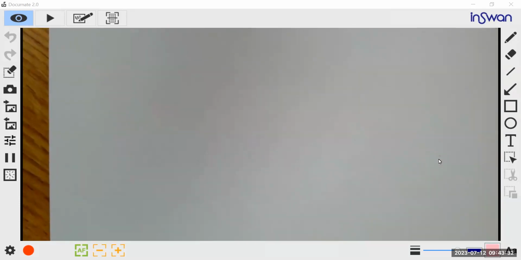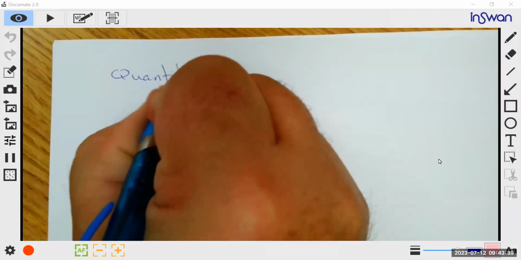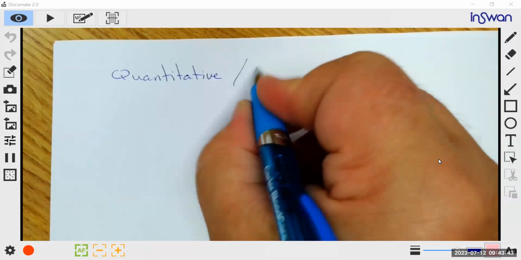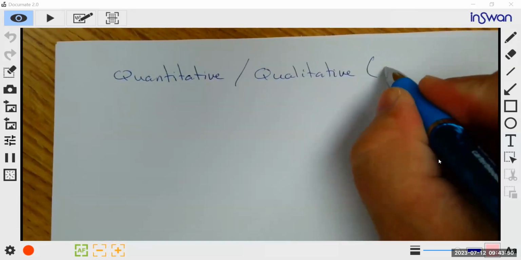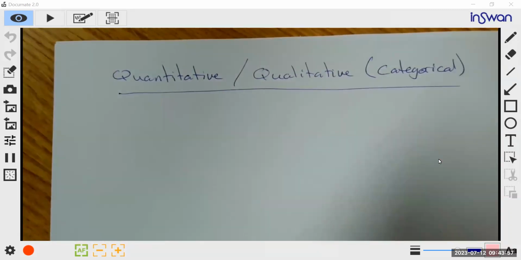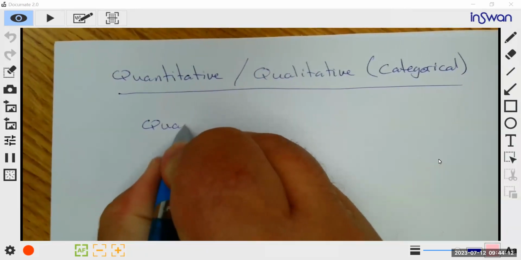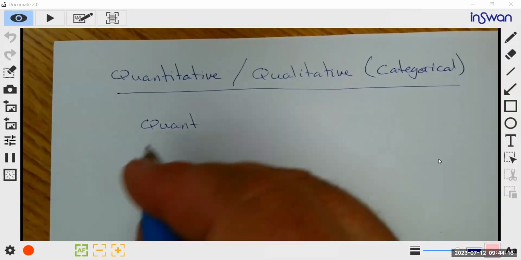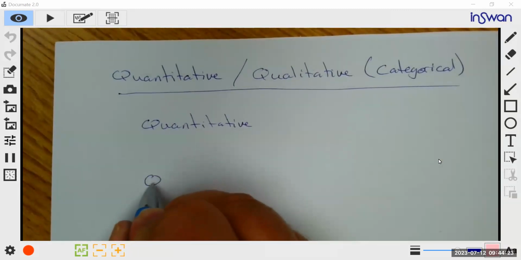Okay. The next type of data: quantitative versus qualitative, what your book calls categorical. Have you ever heard those two words before, quantitative and qualitative? Exactly, yeah, that's the popular way of using this subject, is in the life sciences. So let's look at what those mean.